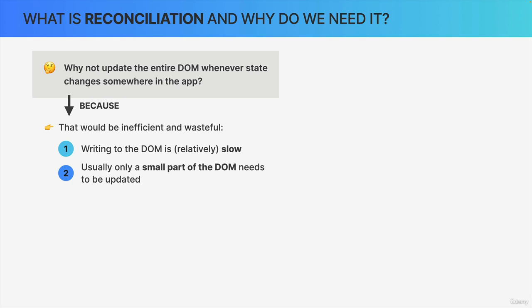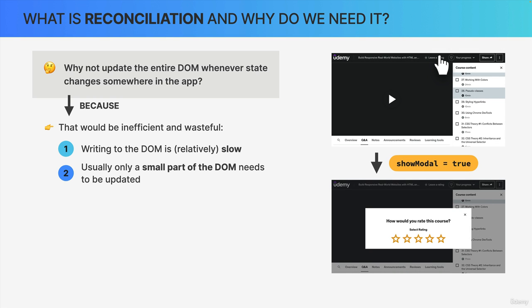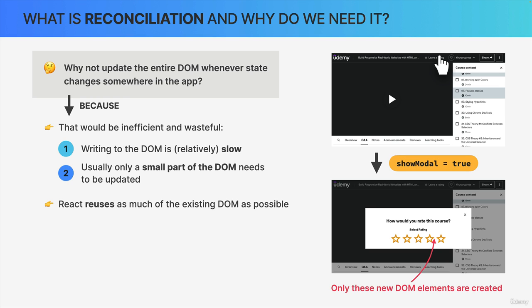So imagine that you have a complex app like Udemy.com, and when you click on some button there, then showModal is set to true, which in turn will then trigger a modal to be shown. So in this situation, only the DOM elements for that modal need to be inserted into the DOM, and the rest of the DOM should just stay the same. And so that's what React tries to do. Whenever a render is triggered, React will try to be as efficient as possible by reusing as much of the existing DOM tree as possible.